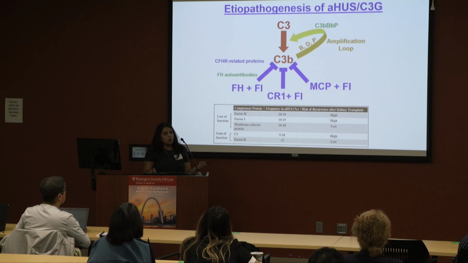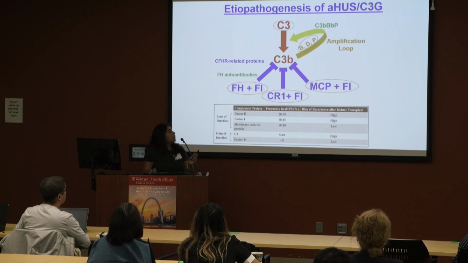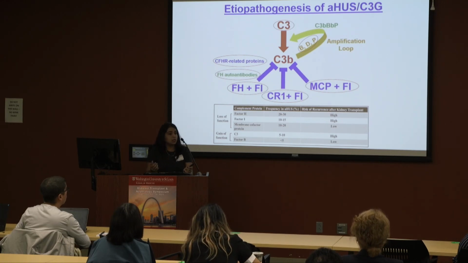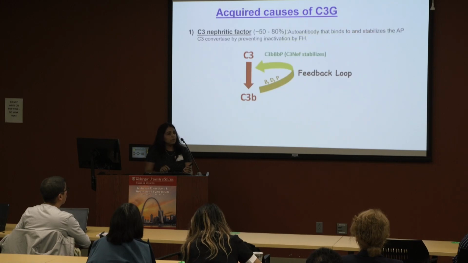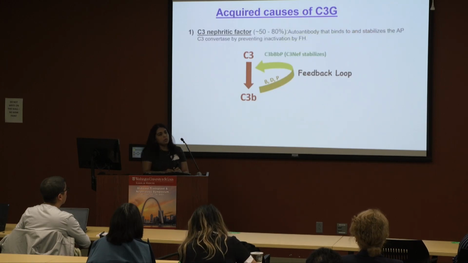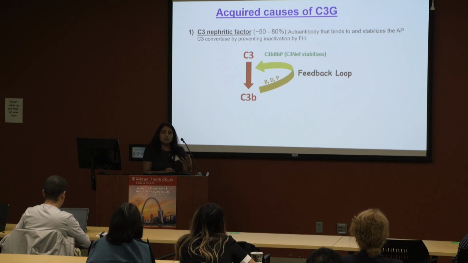As I mentioned, the etiology of both of these diseases is either a loss of function mutation in one of the complement regulators, or a gain of function mutation in one of the complement components C3 or B, or there could be acquired factors, most importantly factor H autoantibodies in aHUS, which are often associated with deletions in factor H-related proteins. However, acquired factors are a much more important cause in C3G, the most common being C3 nephritic factor, which is an autoantibody against an enzyme called C3 convertase, which stabilizes the enzyme and continues to convert C3 to C3b, thereby keeping the alternative pathway active.